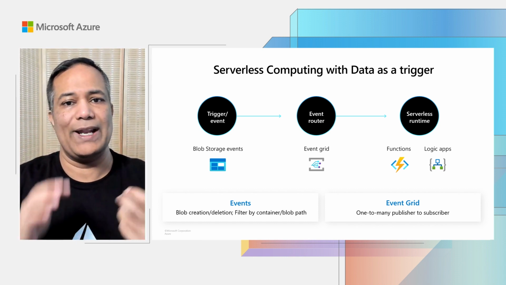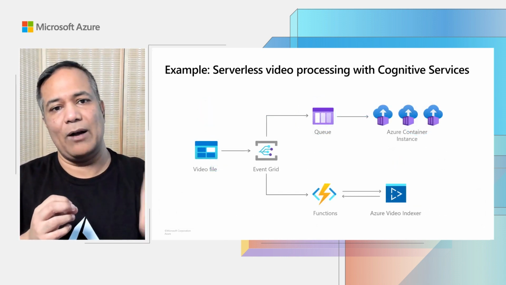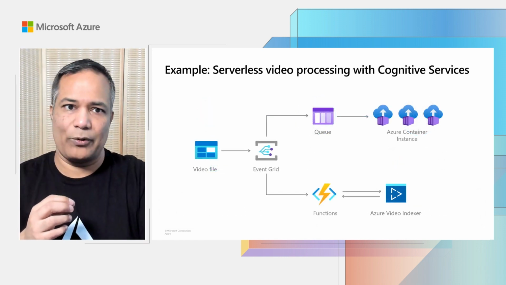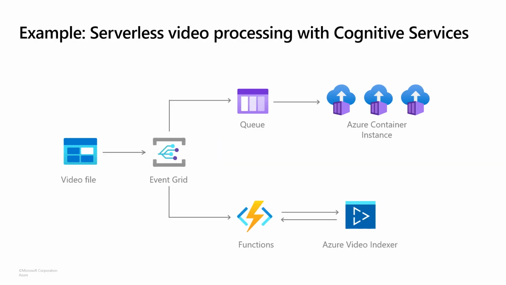So let's go look at an example of how that would work. Let's say you have a video file being uploaded. You take the blob creation event from that video file, and it's published to Event Grid. Event Grid in this example is routing it to two different services. One, it's routing it to Azure Functions, and two, it's dropping it in an Azure queue.